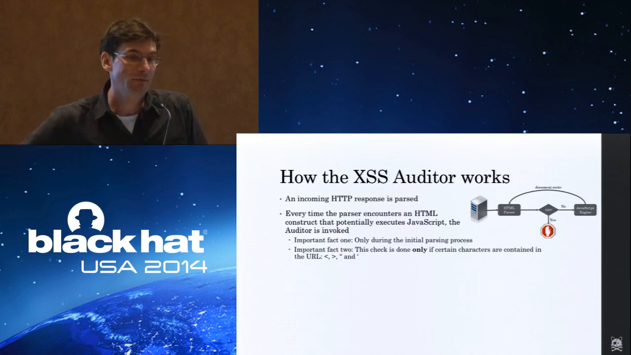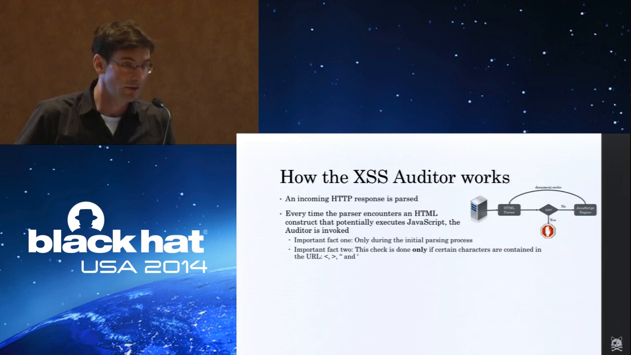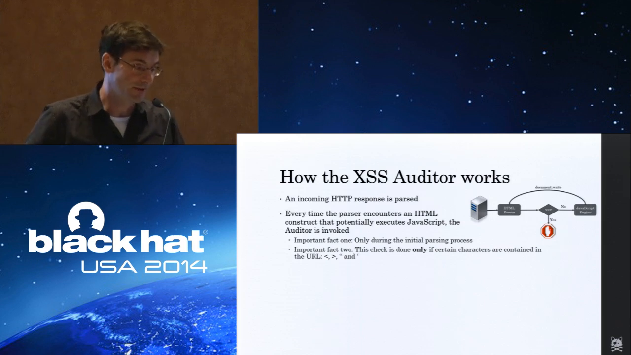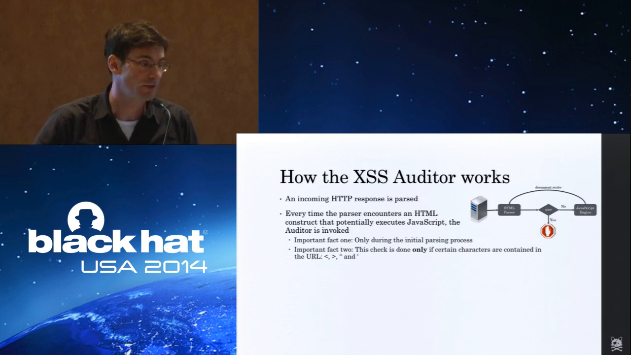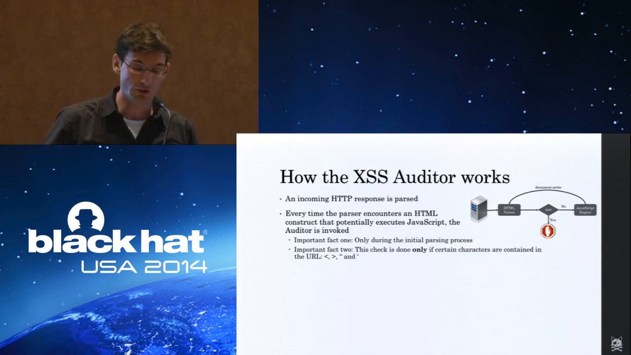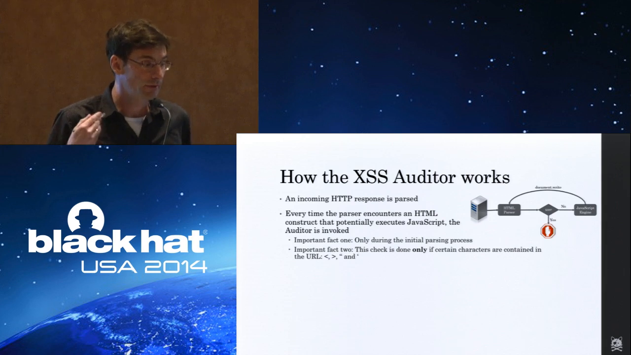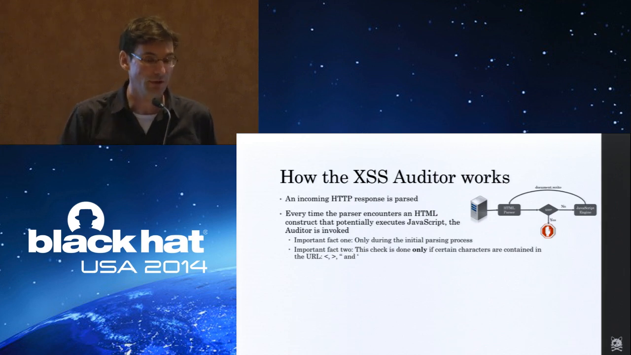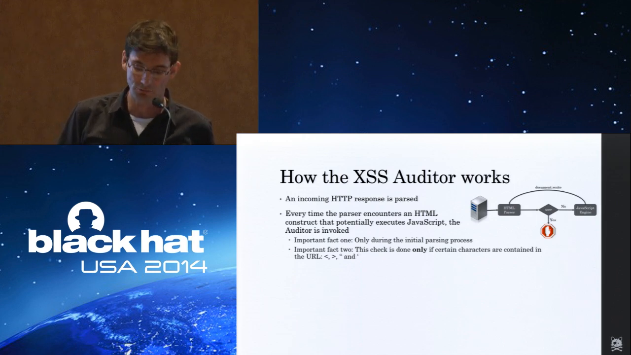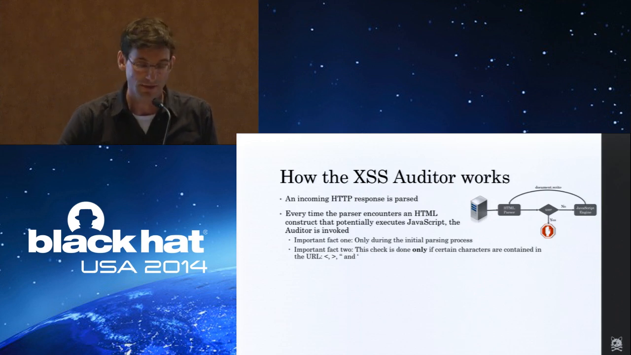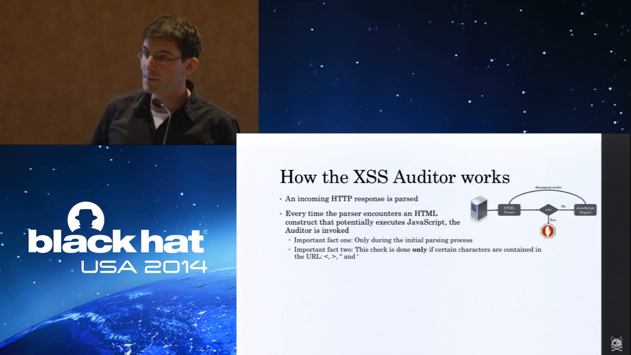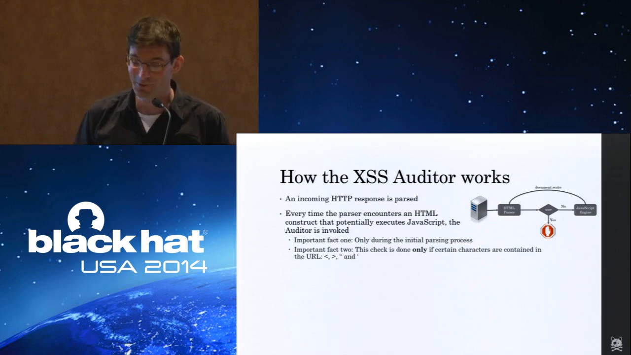And every time the HTML parser encounters a construct, so this might be either an HTML tag or certain HTML attributes that could potentially lead to JavaScript execution, the auditor is invoked. And then, if certain conditions are true, the auditor tries to find the JavaScript that you just saw in the request. So these conditions are important. You have to remember them because they are one of the keys to building the bypasses.